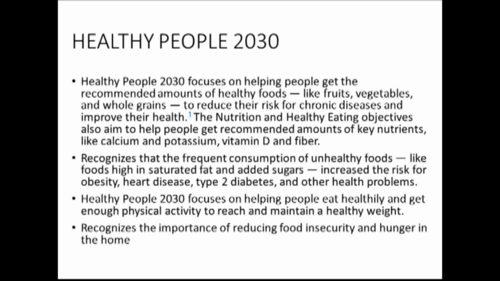The focus is definitely on helping people eat healthier foods, more fruits, more vegetables, more whole grains, and focus again on calcium, potassium, vitamin D, and fiber. It identifies the culprit of chronic diseases like obesity, heart disease, type 2 diabetes, and other problems as being tied to the consumption of foods high in saturated fat and added sugar. These tend to be the highly processed foods. The goals also aim to increase physical activity to reduce the risk of food insecurity and hunger in the home. This became especially relevant in light of the COVID-19 lockdowns.